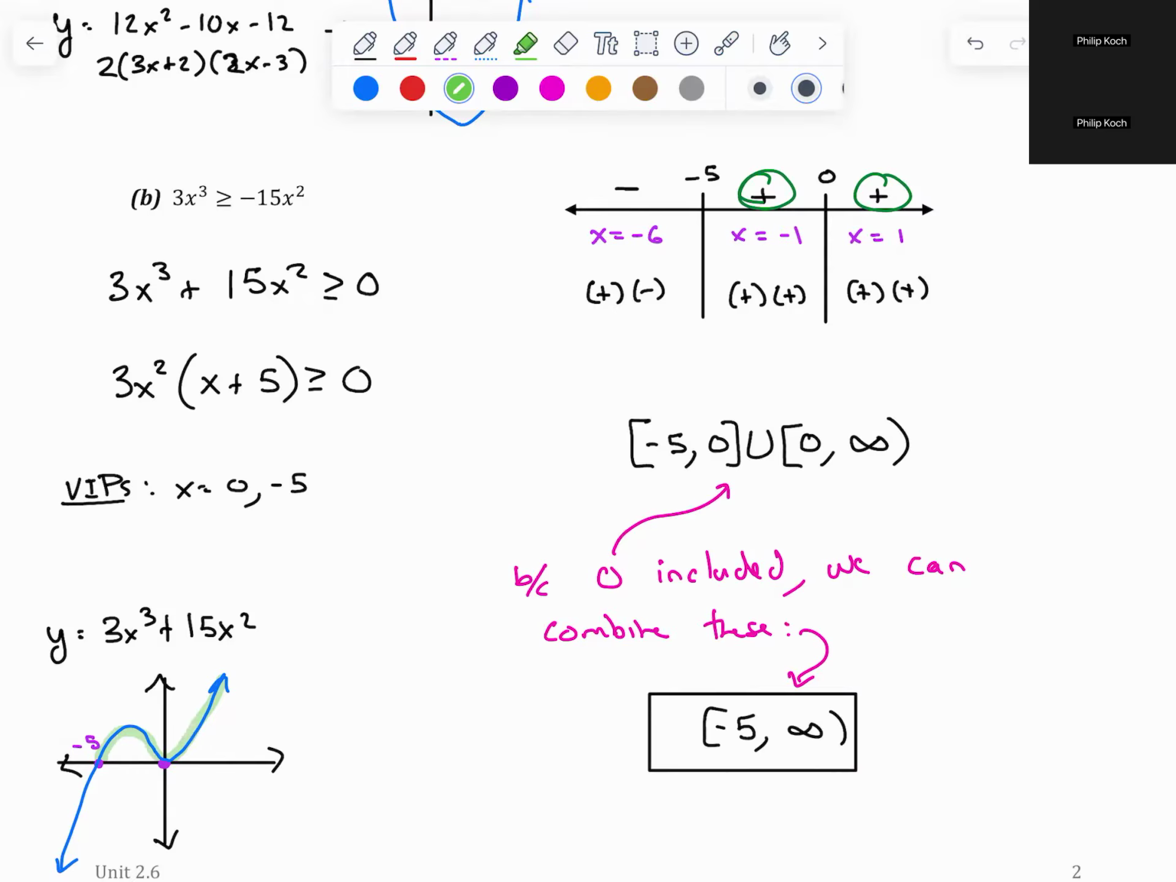So in essence, sorry, people watching the recording, it'll go from -5 all the way onwards because 0 can be included. It does solve the inequality.